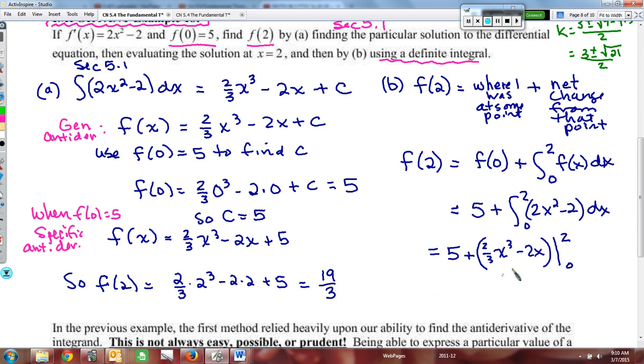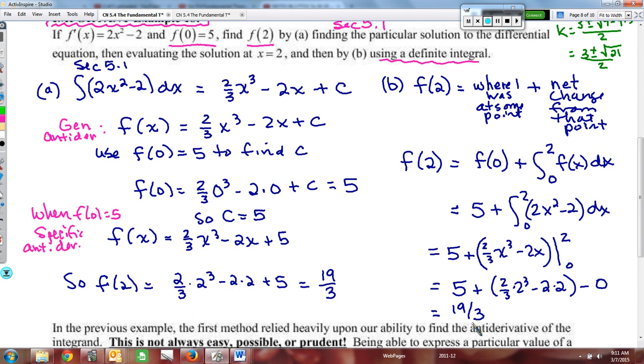And notice I'm not even worried about what the constant is, which I was worried about over here. Here I'm actually just directly calculating it. So it'd be 5 plus, and then we plug in our 2: 2/3 times 2 cubed minus 2 times 2, and then we subtract our plug-in of 0, which is going to be 0. You'll see that this does end up being the same 19/3 that I found earlier.